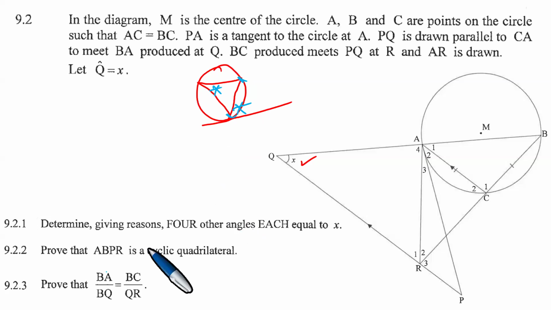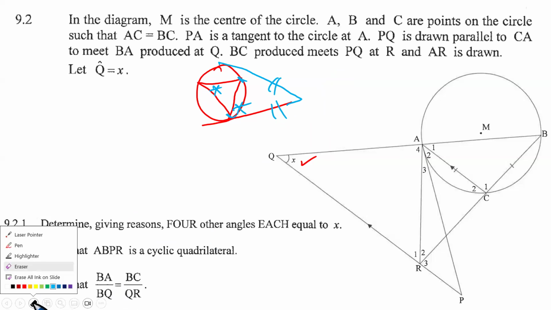The other one states that tangents drawn from the same point outside a circle are equal to each other. So if two tangents are drawn from the same point outside a circle, they are equal to each other. I was just refreshing my memory.